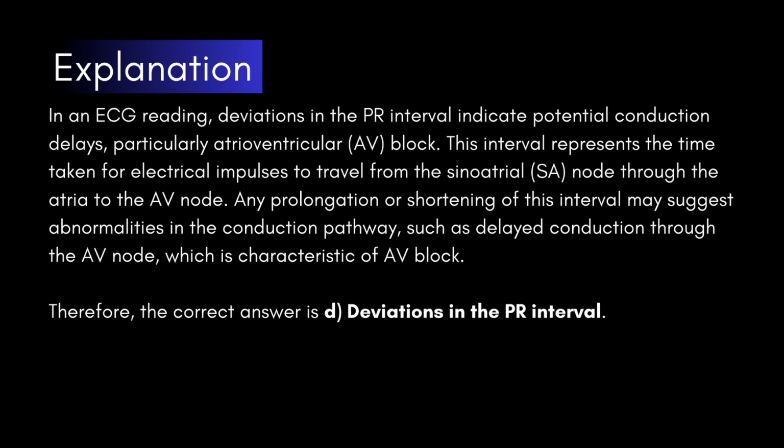In an ECG reading, deviations in the PR interval indicate potential conduction delays, particularly atrioventricular block. This interval represents the time taken for electrical impulses to travel from the SA node through the atria to the AV node. Any prolongation or shortening of this interval may suggest abnormalities in the conduction pathway, such as delayed conduction through the AV node, which is characteristic of AV block. Therefore, the correct answer is D, deviations in the PR interval.